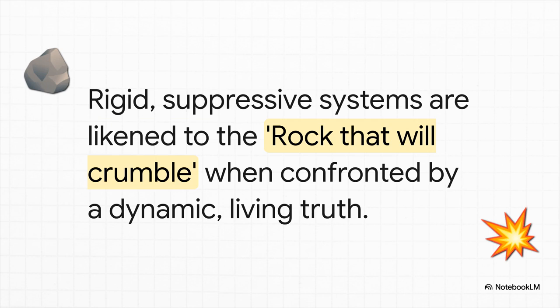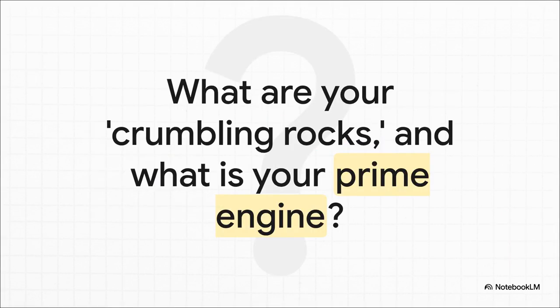So what happens to these rigid, suppressive systems in the end? They're described with this incredibly powerful metaphor, the rock that will crumble. Because they're static, they're inflexible, and when they're confronted by a living, dynamic, coherent truth, like the kind modeled by base 13 logic, they are destined to fail. They're built to break. And that really leaves us with a final question for you to take away.